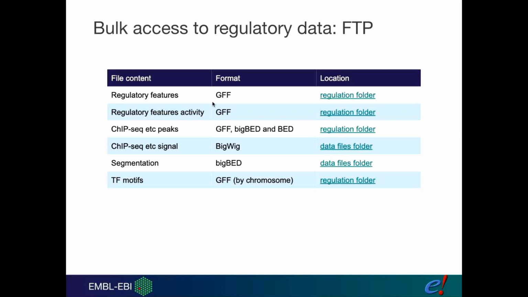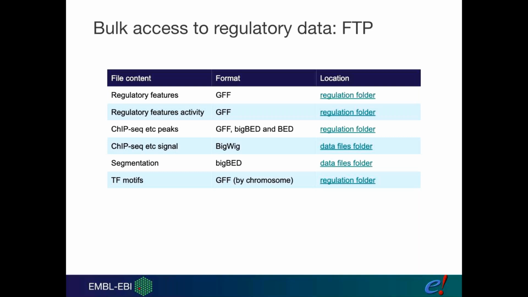So you can get the ChIP-seq peaks and signal. You can get the peaks as GFF, big bed and bed, and you can get the signal as big wigs. You can get the segmentation as big bed, and you can also get the transcription factor motifs as GFF, and that's by chromosome. There are a lot of them, as you'll have seen by just looking at that tiny region. So these are going to be massive files, but if you want to analyze the data on a genome-wide scale or do similar kinds of analyses yourself, you can do that.